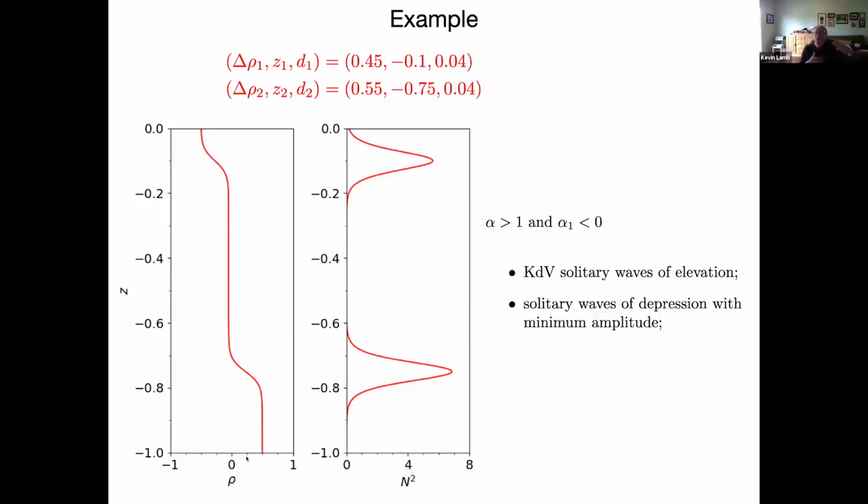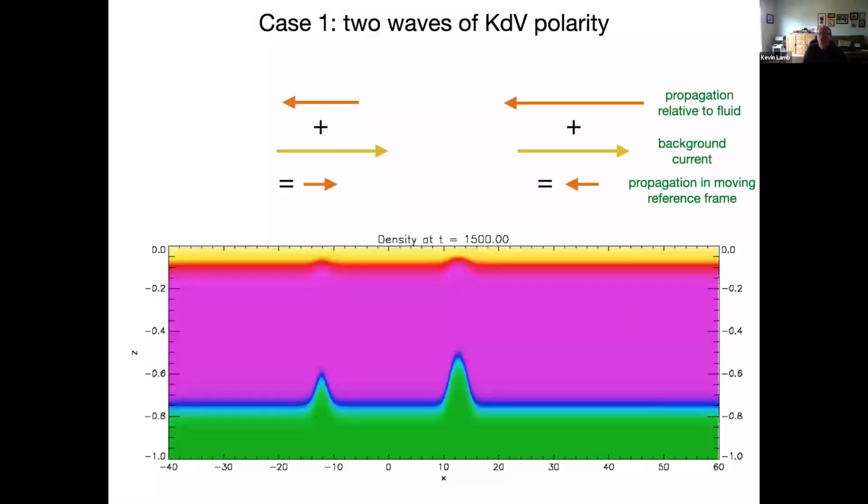So for a three-layer stratification, if the pycnoclines are close to the boundaries, so if one's close to the upper boundary and one's close to the upper boundary, then the cubic coefficient will be positive. And I see I've got a typo here. So actually alpha 1 is greater than 0. Okay, so the KdV equation will predict solitary waves of elevation, and the Gardner equation will predict solitary waves of depression with minimum amplitude. So KdV equation says waves of elevation.